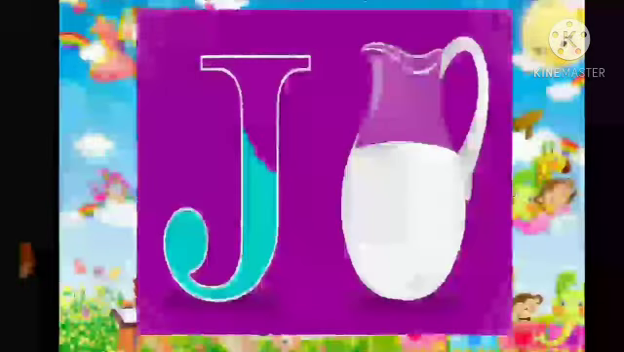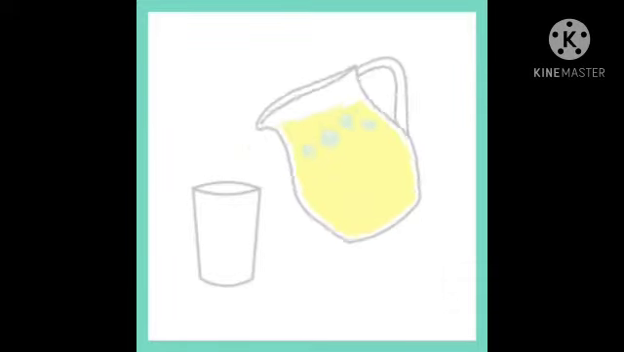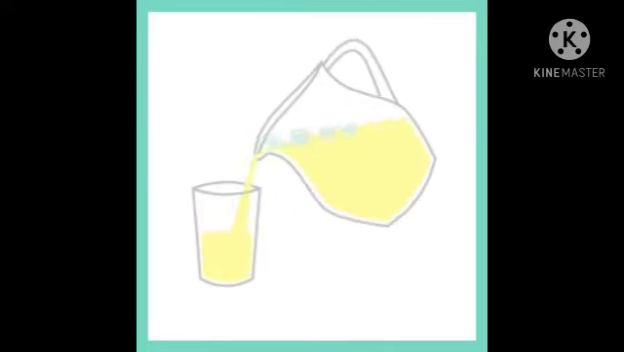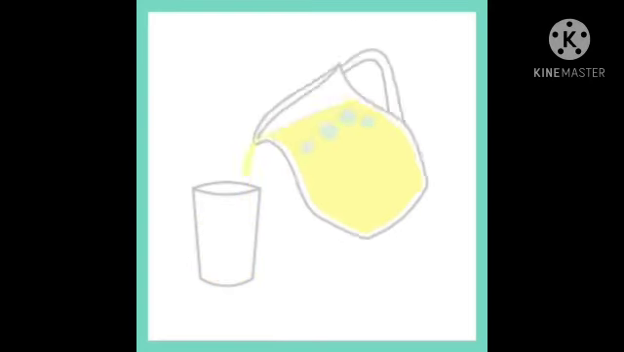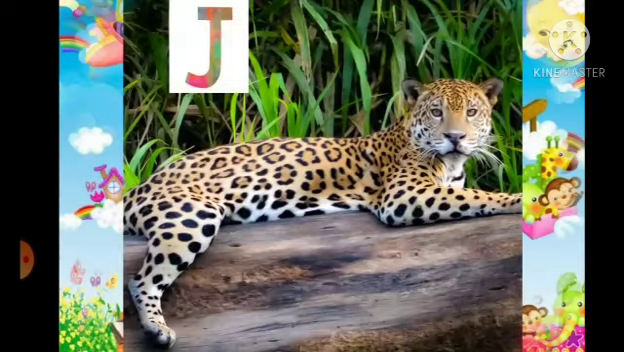Here we go, next picture. Hey, what is this? Can you tell me what is this children? Yes, it is jug. J for jug. Do you have jug at your home children? Yes. Children, a jug is a type of container commonly used to hold liquid. Some type of bottles can be called jug. So, J as in jug.